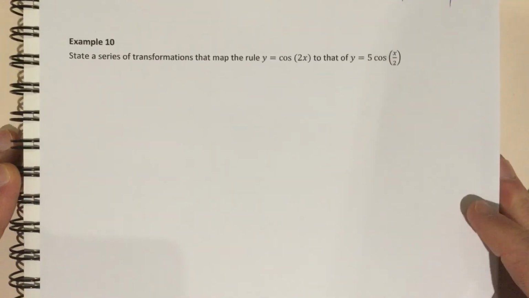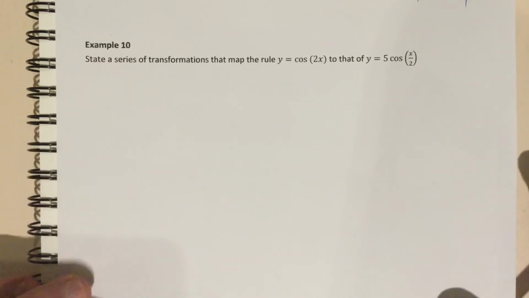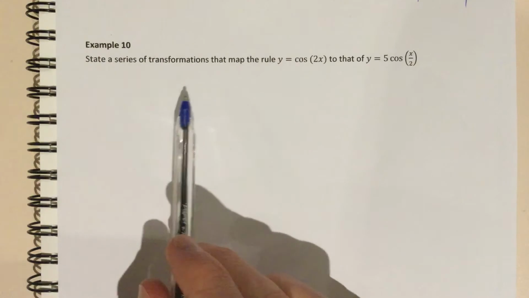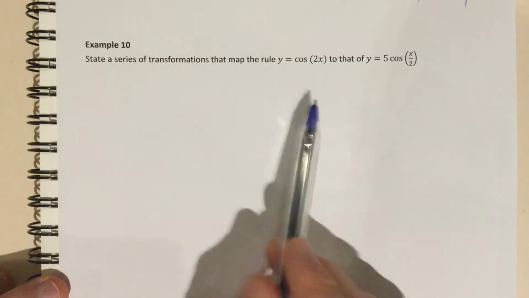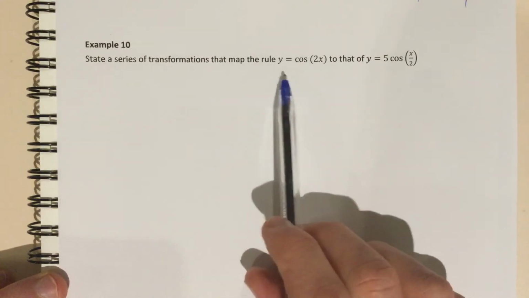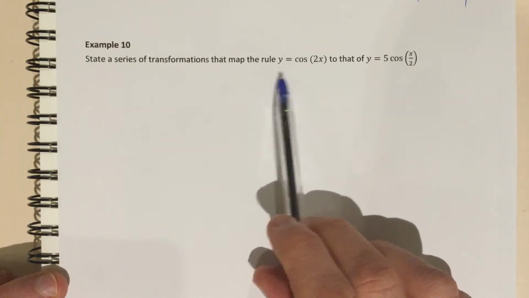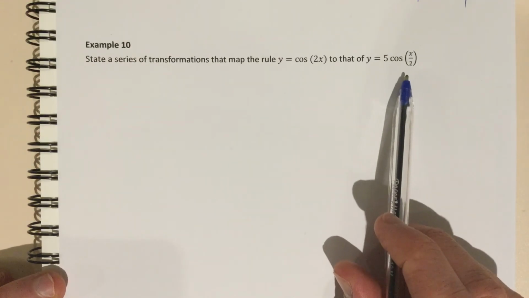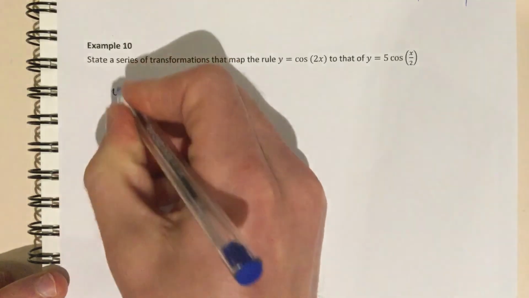All right, and finally, example 10. One with some transformations. This one's giving us 2 different rules and asking what transformations will get us from one to the other. So we're being asked to state the transformations that map the rule y equals cos of 2x to that of y equals 5 cos of x on 2.